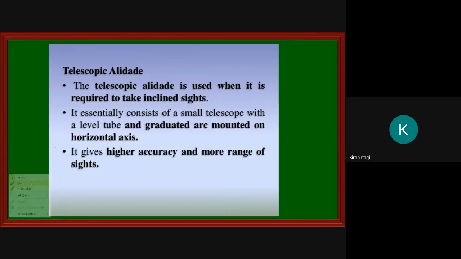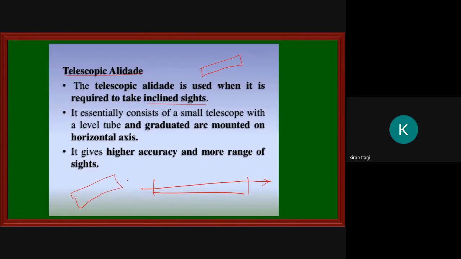When you come to the telescopic alidade, it is used when it is required to take some inclined sights. If you want to take some inclined sights also. In the simple alidade, you are taking the straight one, but in the telescopic we use it for the long range and also for the inclined one. Here we have some theta, but here the theta value will be zero.